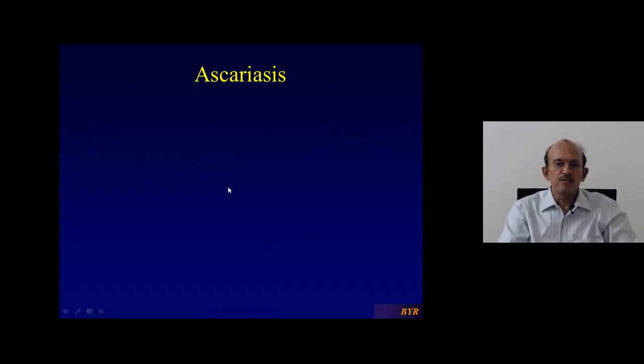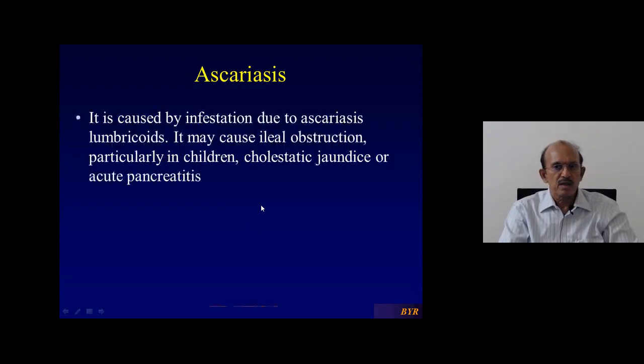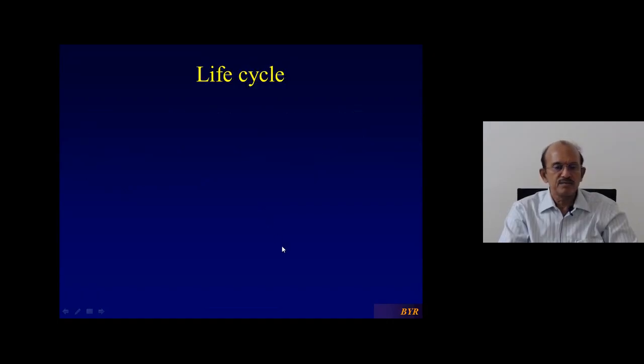The next cause of obstruction in children is due to ascariasis. Ascariasis is caused by infestation due to Ascaris lumbricoides. This may cause ileal obstruction, particularly in children. Sometimes it can cause cholestatic jaundice or even acute pancreatitis. Life cycle, of course, you read it in your parasitology.